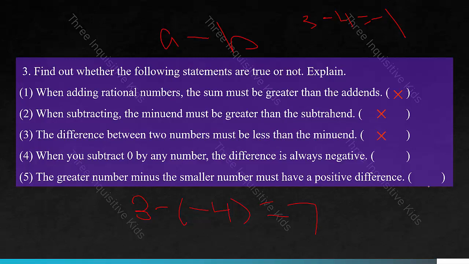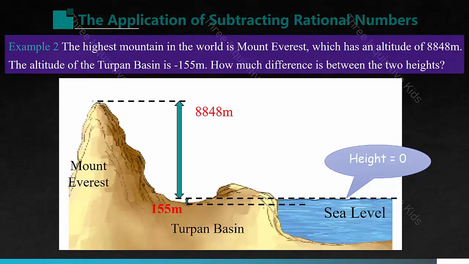When you subtract 0 by any number, the difference is always negative. That's not true, because if we're subtracting a negative number from 0, it's going to turn into a positive number. That is also not true. 5. The greater number minus a smaller number must have a positive difference. And this is true.